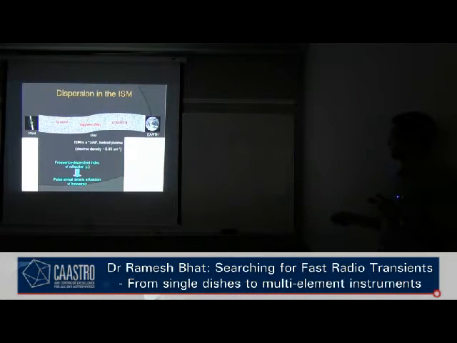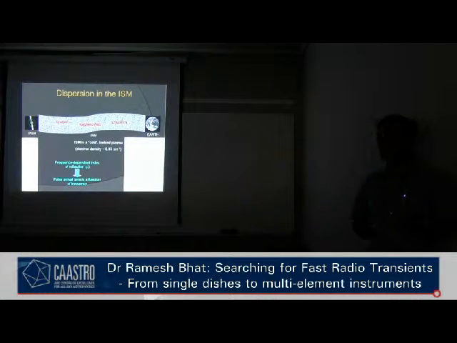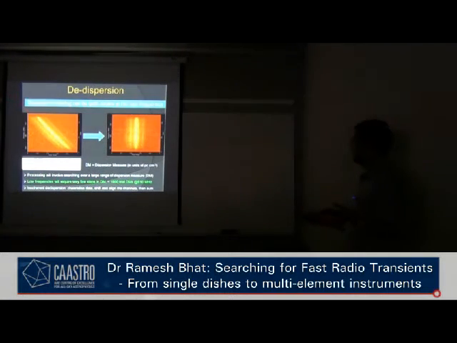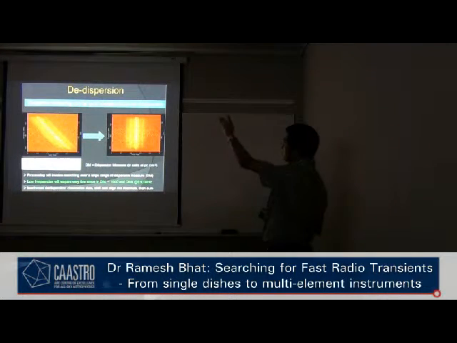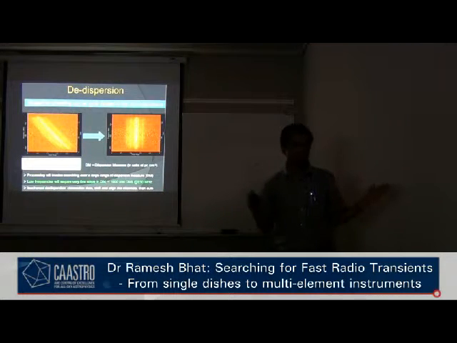I'm just saying this as an interstellar medium as an example, where you will have free electrons, which means there will be a frequency dependent index of refraction. So the radio waves, as they go through, are going to travel at different speeds. So when they reach the telescope, they will have different arrival times. And this is basically the dispersion. So when you look at the signal, you will see that there is a range of arrival times. And if you don't correct for that, the signal is going to be smeared.